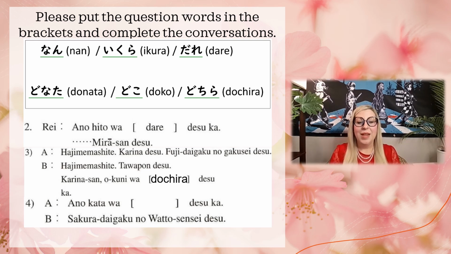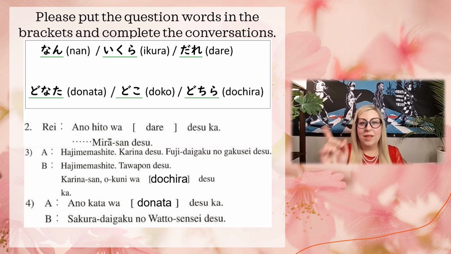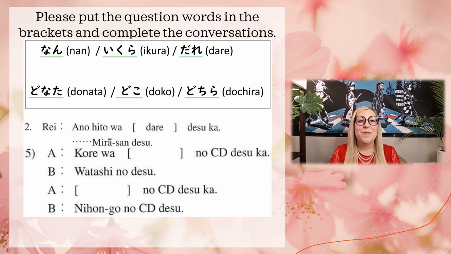Number 4, ano kata wa blank desu ka? So let's look at the answer in B. Sakura Daigaku no Wato Sensei desu. So Sakura University, and Wato Sensei desu. So that is the teacher, Mr. or Mrs. Wato. So we know to fill in that sentence, it's going to be ano kata wa donata desu ka? Who is that over there, that person, who is that? The answer is Sakura University teacher, Mr. Wato.